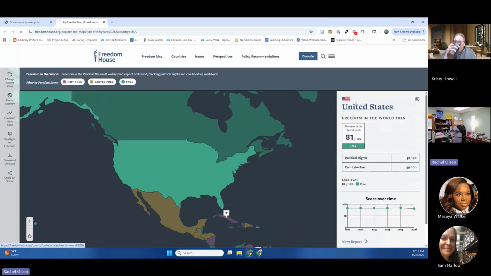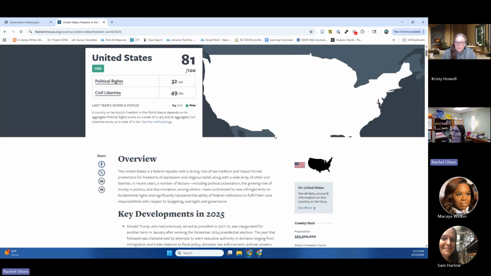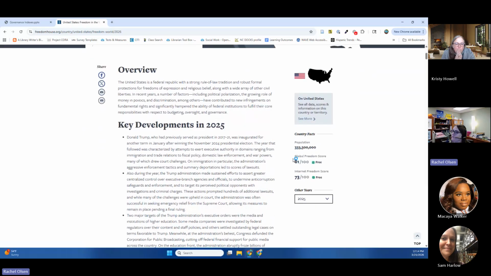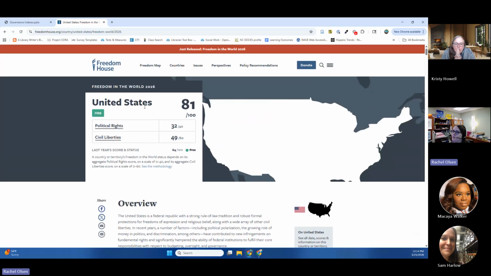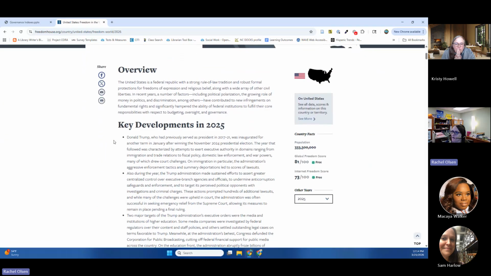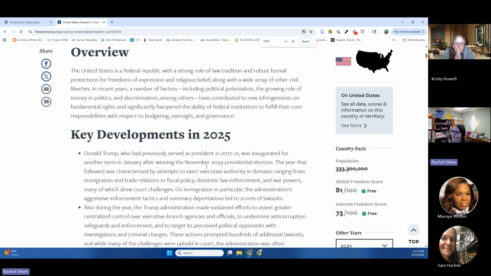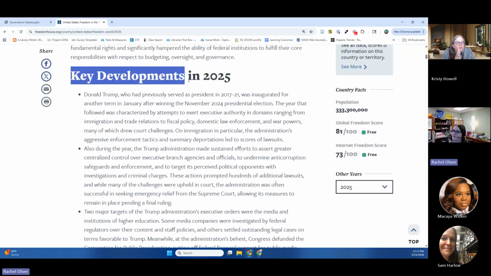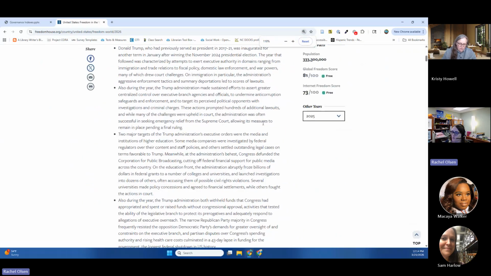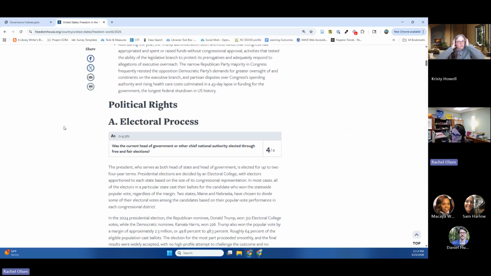I'm going to click on United States, just the title. It will give you an overview of the country. It'll give you population, things like that. You can see the global freedom score, which is the more general one, and then the internet freedom score. So I could get more specific into those things, and we may. I will zoom in here so you can see key developments in 2025 that affect the score.